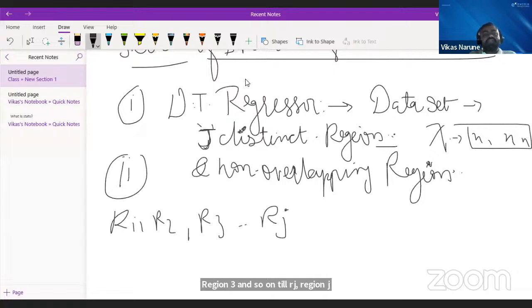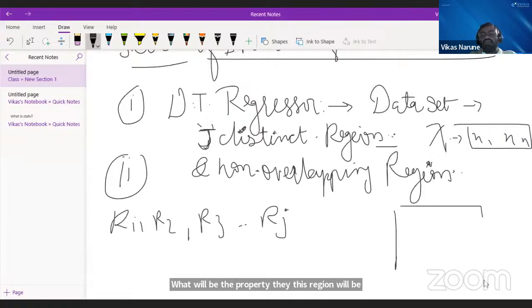Can anyone tell me very quickly, guys: what do you mean by non-overlapping? What do you mean by distinct in this case? How is it going to look? When I say distinct or non-overlapping, what is the idea? What could be the situation in which it will be called distinct or non-overlapping? What property will these regions be carrying?